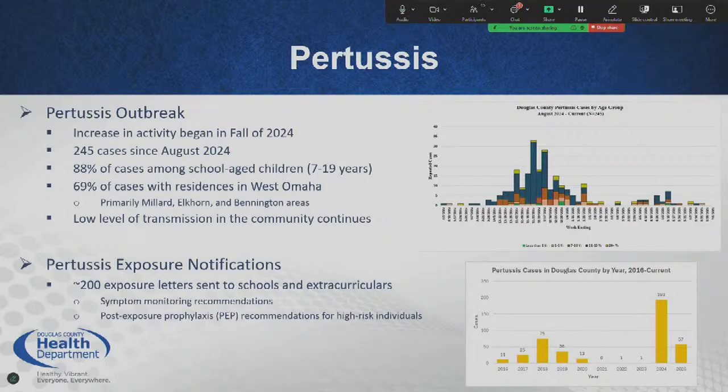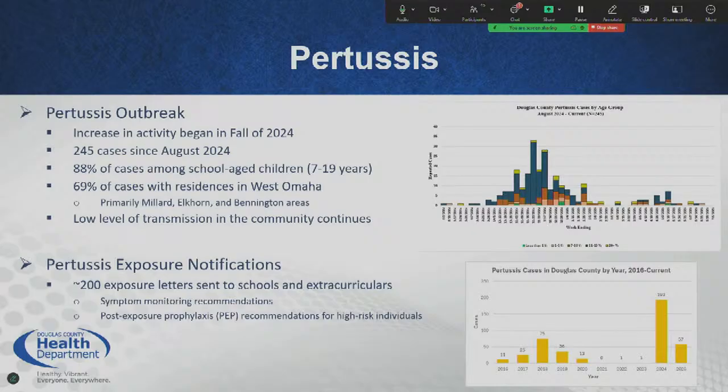We can't draw any conclusion that this is due to under-vaccination, but data suggests, but it's hard to tell the difference between someone who's had a single dose of pertussis-containing vaccine and somebody who's up to date with the data that we have. So recommendation would be to make sure that you're up to date on your pertussis vaccine, as we're still seeing low levels of transmission in the community and we're still receiving cases.